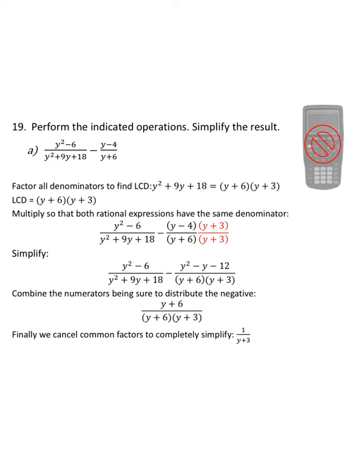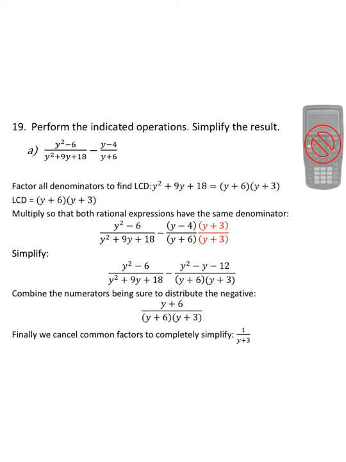If I have y squared minus 6 over y squared plus 9y plus 18, and I want to subtract y minus 4 over y plus 6, the first thing I have to do is find a least common denominator. It doesn't have to be the least common denominator, but this is the least amount of work that you'll have to do later if you find the smallest denominator now.